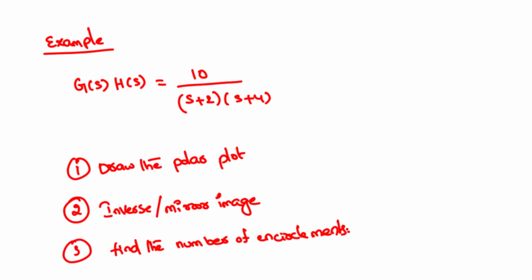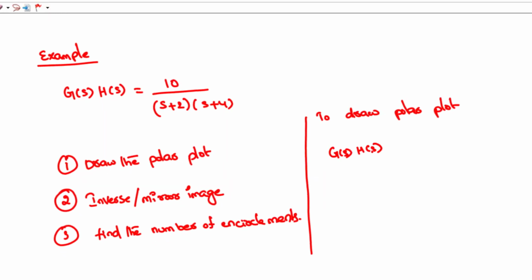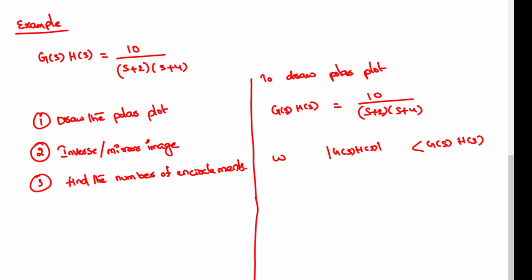For the first step, to draw the polar plot, we have to take the open loop transfer function, that is G(s)H(s), which is equal to 10 by (s+2)(s+4). Here we have to draw the polar plot by taking omega in its magnitude of G(s)H(s) and angle of G(s)H(s). Now the magnitude is 10 by square root of (omega squared plus 4) into (omega squared plus 16). The angle is minus tan inverse of omega by 2 minus tan inverse of omega by 4, that we already know.